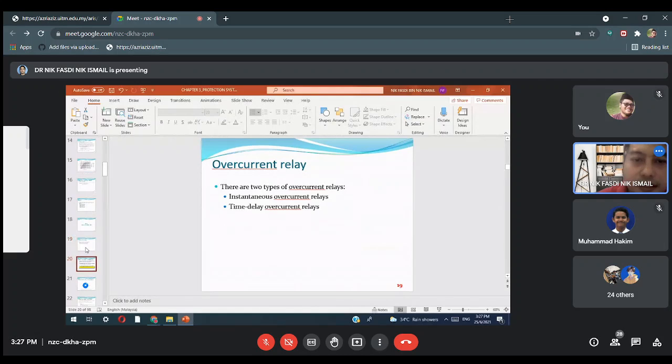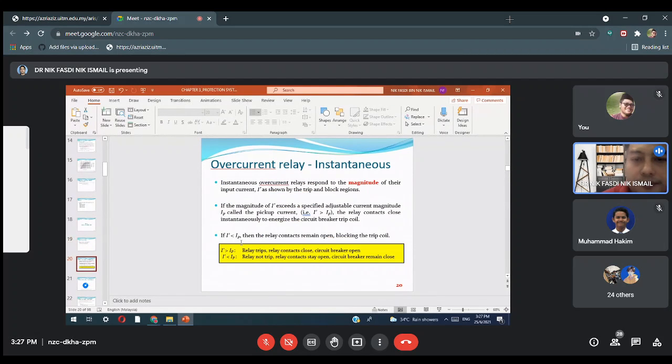Okay, this one, the overcurrent relay. I already explained. So in order to operate the overcurrent relay, the secondary current of the CT must be greater than the pickup current. The pickup current must be the minimum for the coil to turn on. Okay, how many amps? For example, the coil needs 4 amps to turn on. So I prime, this current, must be greater than 4 amps. If not, the coil will not turn on. An example like that. So this is the condition. Okay. If I prime is less than IP, the relay contact remains open, blocking the trip coils.